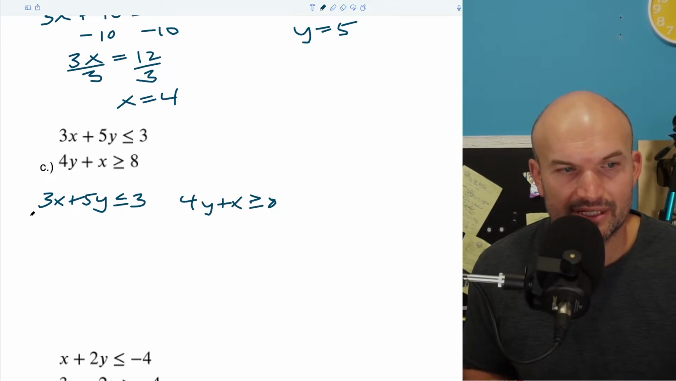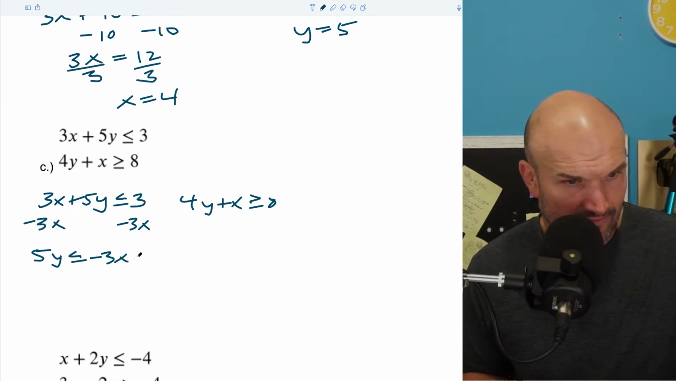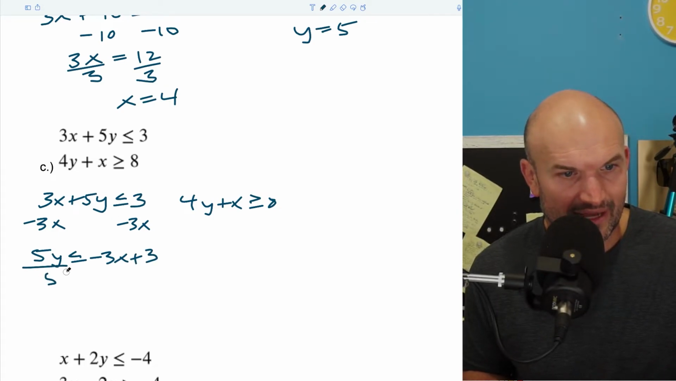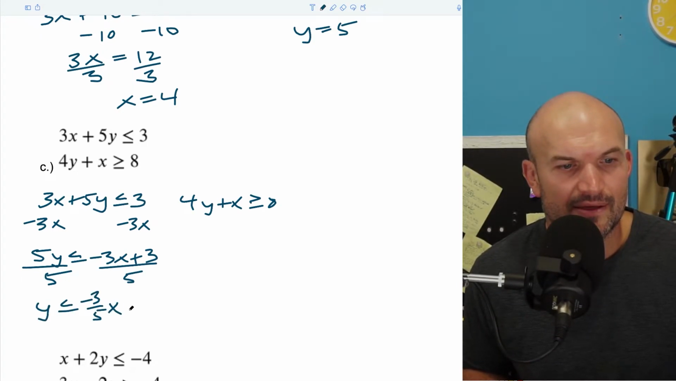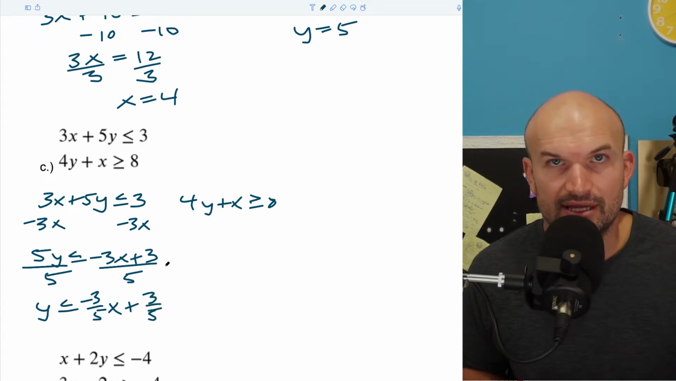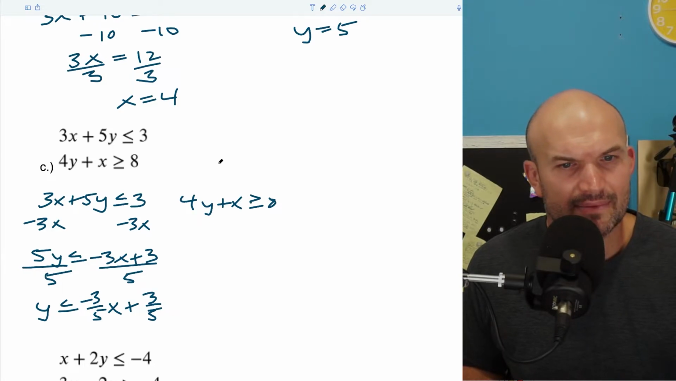Okay, so by putting this into slope-intercept form, I'm going to subtract 3x on both sides. So I get 5y is less than or equal to -3x plus 3. Okay, then I'm going to divide by 5 on both sides. So y is less than or equal to -3/5 x, and then plus 3/5, which is going to be close to 0.5, or that's roughly 0.6.